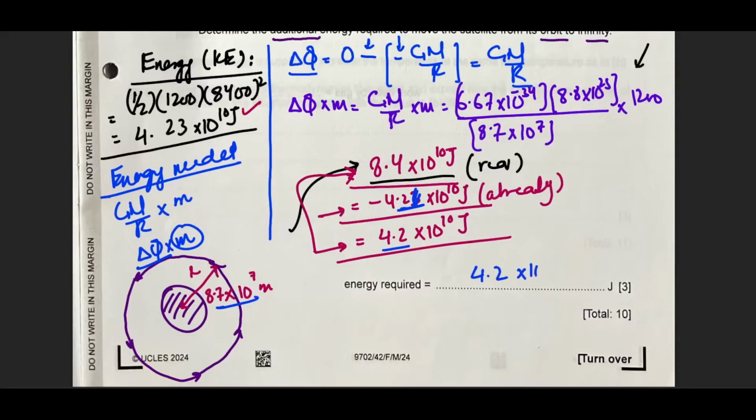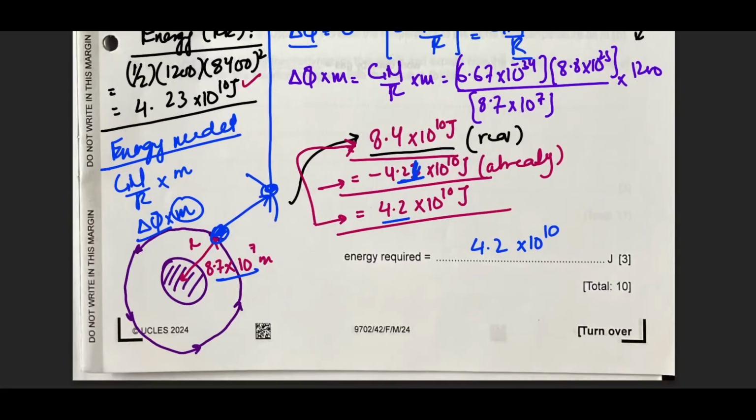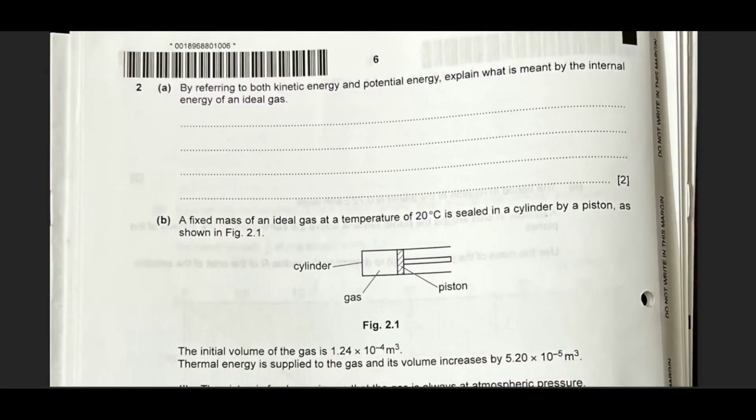So I need an extra 4.2 × 10^10 joules so that I can push the satellite from this point up to an infinite distance away from the mass. That is how much extra energy I need to supply. Question number 2 goes by referring to both kinetic energy and potential energy.